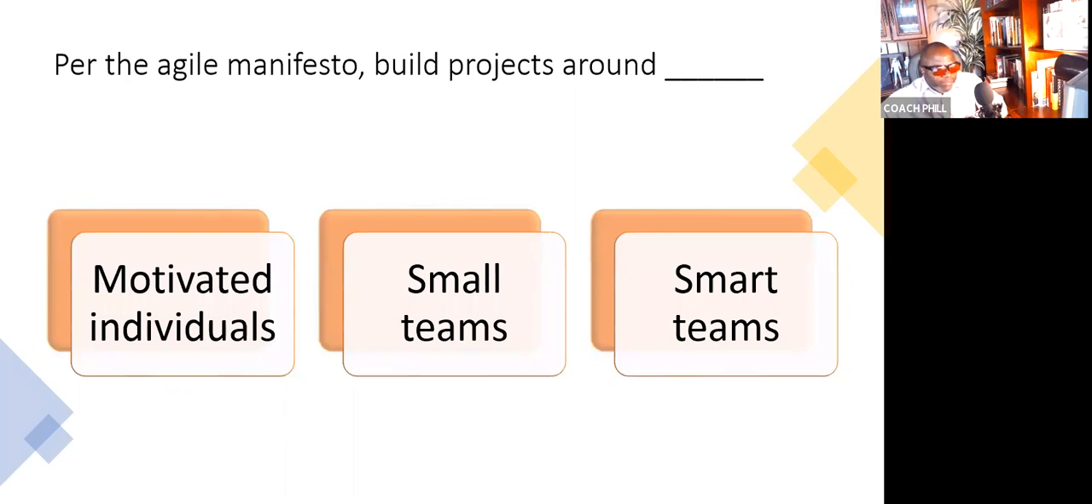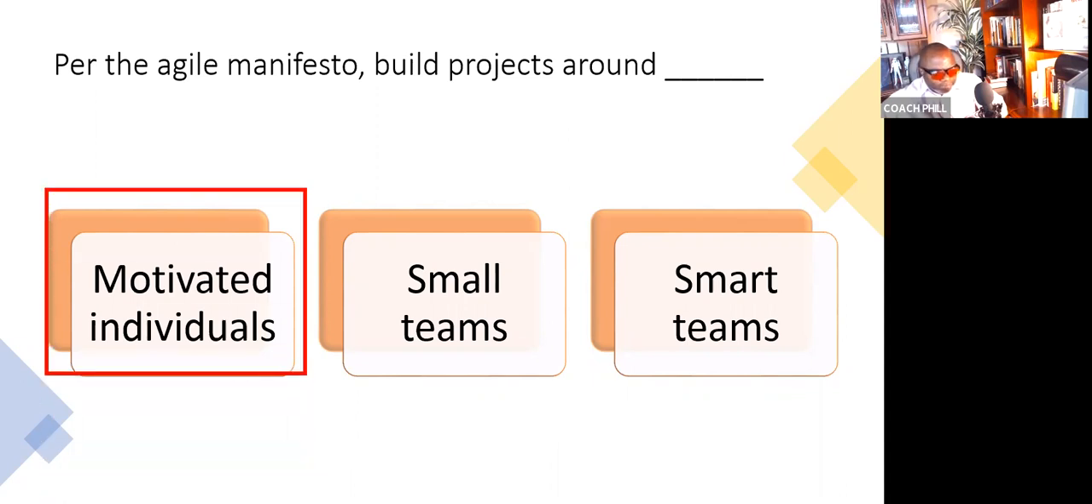Per the Agile Manifesto, build projects around what? 3, 2, and 1. The answer, motivated individuals. Not small teams. Yes, we could have small teams, but we will build projects around individuals who are motivated. You could have a small team that is unmotivated. You could have a smart team that is unmotivated.